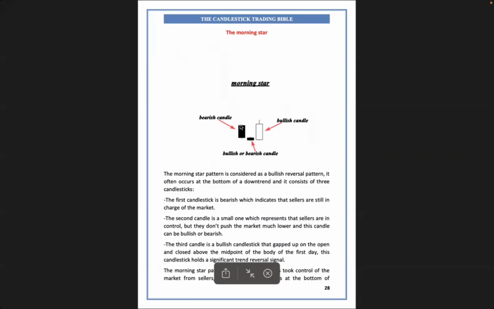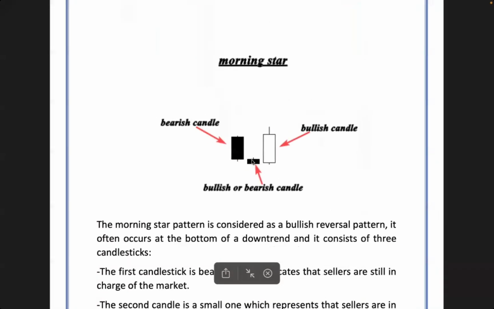The bearish candle usually has a relatively sized body, which indicates that there's some sort of selling pressure like this. There's a good amount of selling pressure. And then the second candle here will tell you that the pressure is reducing. Whether it's bullish or bearish, the pressure has reduced.